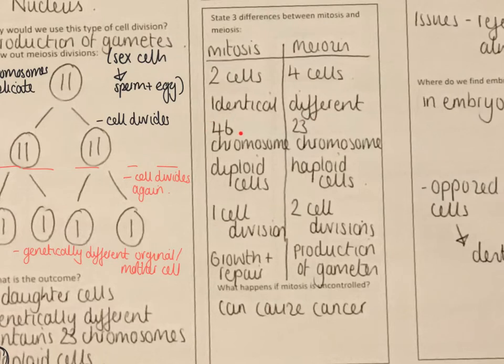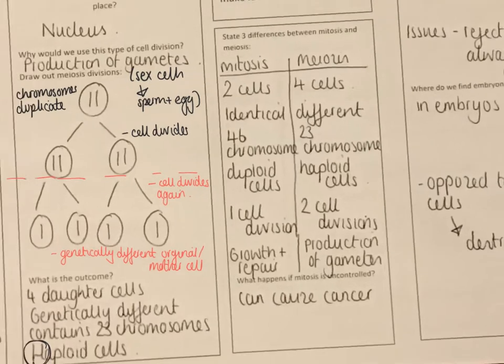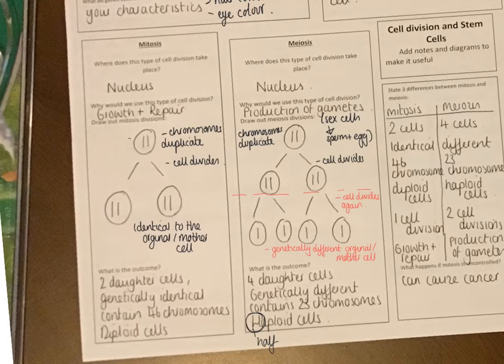In mitosis, the cells end up with 46 chromosomes. In meiosis, they end up with 23 chromosomes. We call the cells in mitosis diploid cells, whereas in meiosis, they are haploid cells. Also, in mitosis, they have 1 cell division. So if we go back, the cell only divides once. Whereas in meiosis, we have 2 cell divisions. The cell divides once here, and then it divides for a second time to produce those 4 daughter cells.